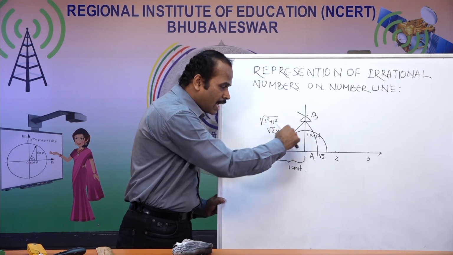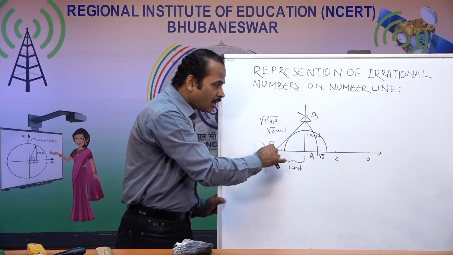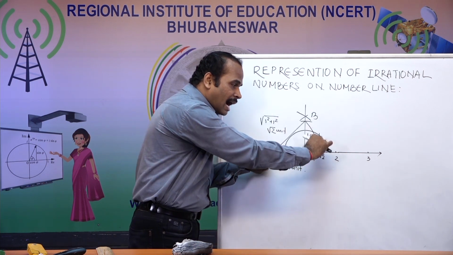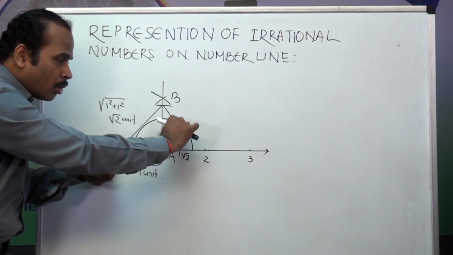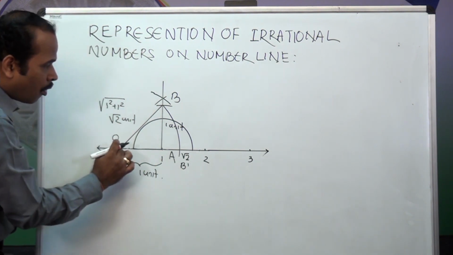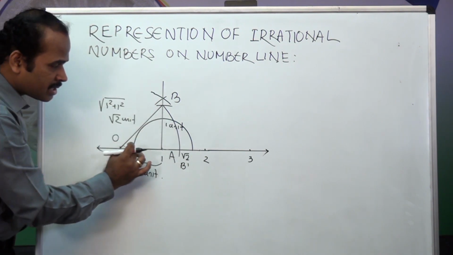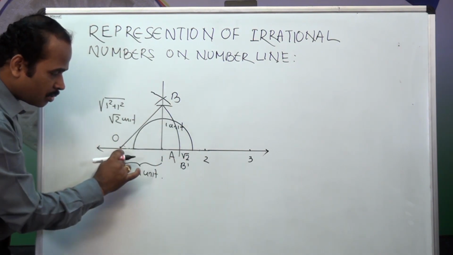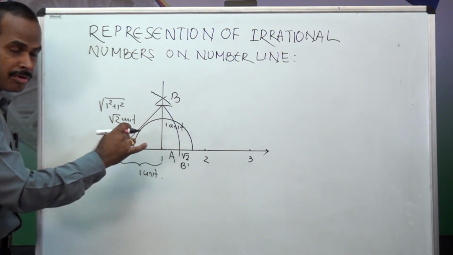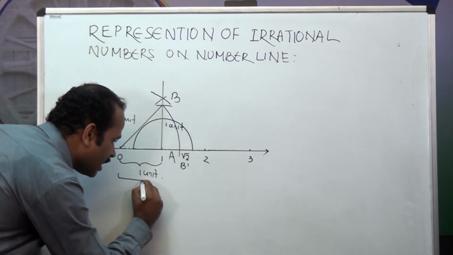Now this length I need to bring onto the number line. So I selected point O as the center and OB as the radius. Keeping the center fixed with my compass, I drew an arc. Let me call this point B dash, because OB and OB dash are of the same length, being radii of the same circle. Now the length OB has come onto the number line. So from point 0 to point B dash, the length is root 2 unit, and this point B dash on the number line represents root 2.